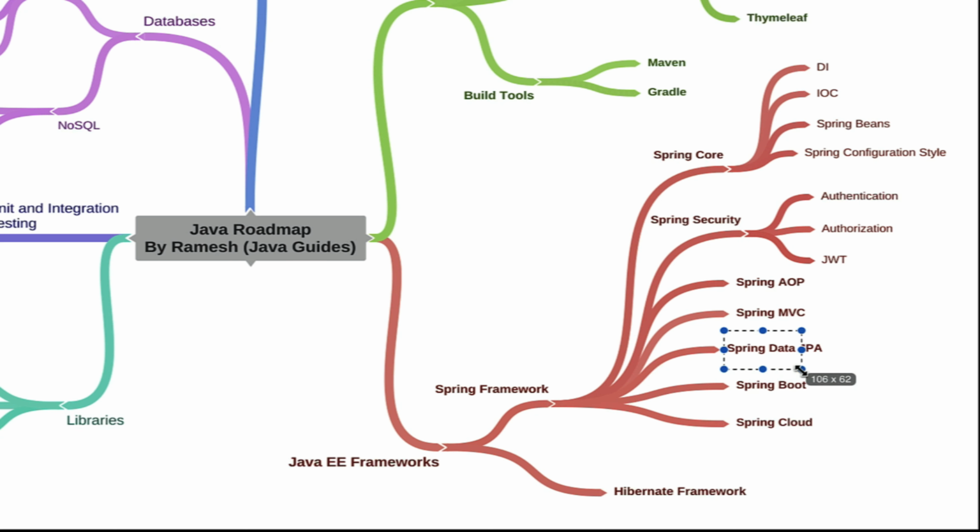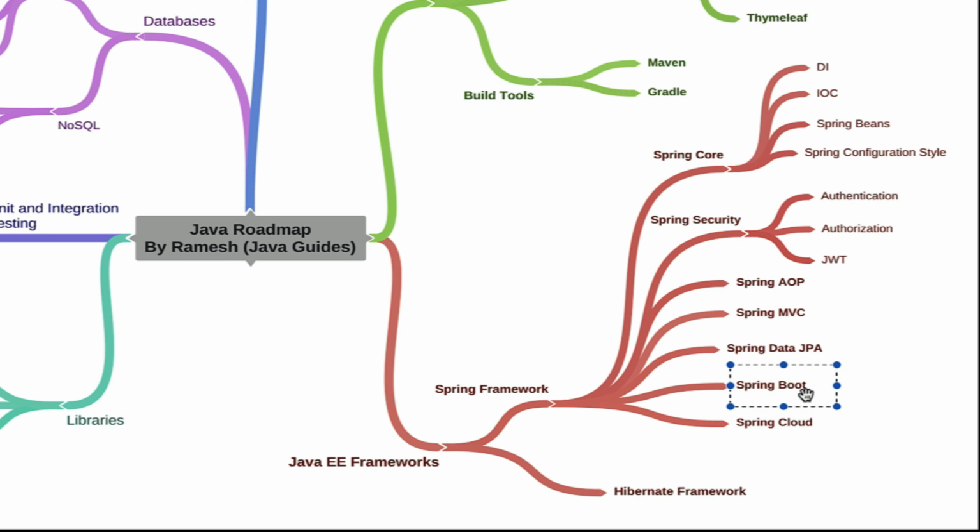Next, you need to learn Spring Data JPA. We use Spring Data JPA to develop the repository layer or the DAO layer, and to reduce a lot of the boilerplate code that is required to develop the DAO layer. We can also use JPA and Hibernate, but the Spring team has introduced the Spring Data JPA module to reduce the boilerplate code.